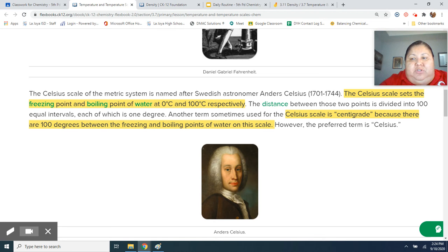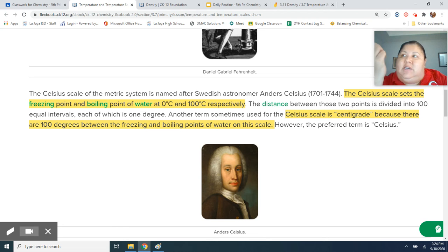The distance between 2 points is divided into 100 equal intervals, each of which is 1 degree. Another term used for the Celsius scale is centigrade, because there are 100 degrees between the freezing and boiling points of water on this scale.